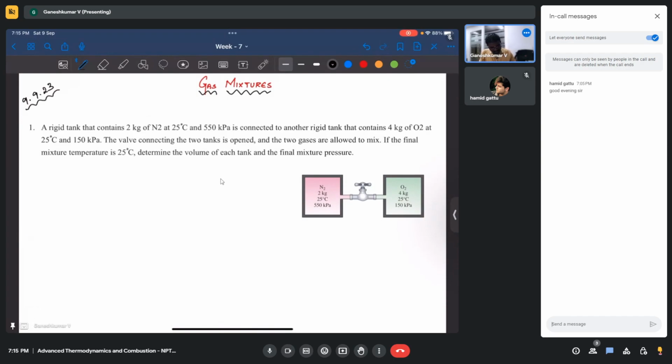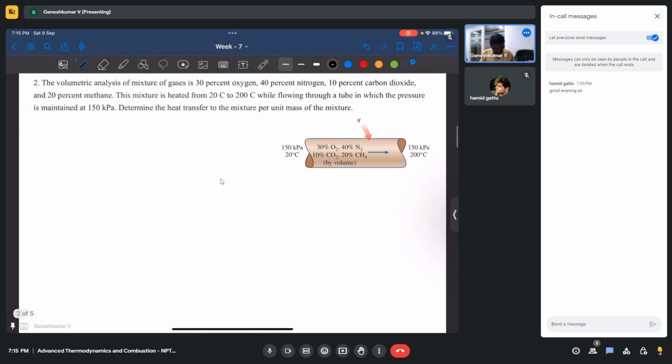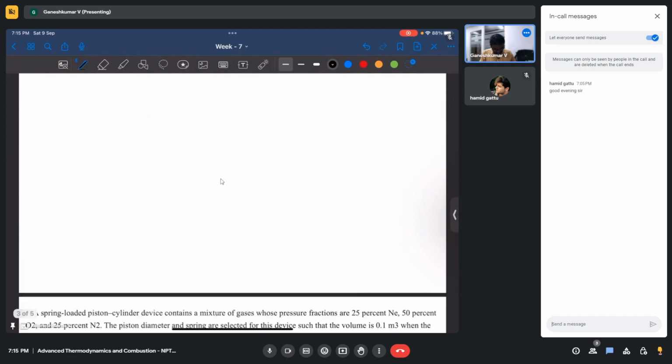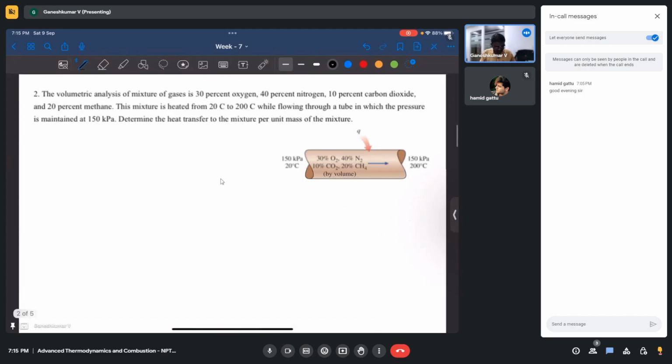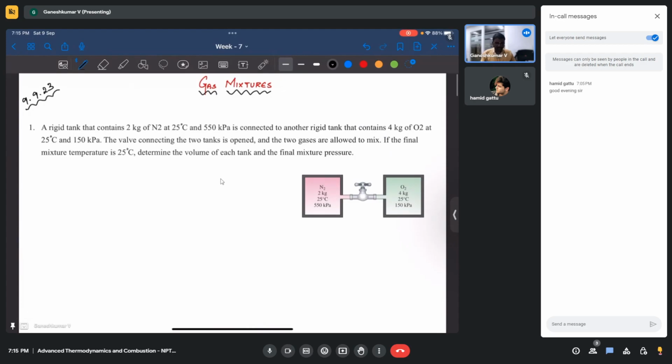Let's start our problems today. I have four problems here. It's quite simple, and all are going to deal with mixtures. Say you have two constituents in your system. Till now we dealt with only pure substances. What if a pure substance goes through a process from state one to two? Here we have a number of constituents within that substance.